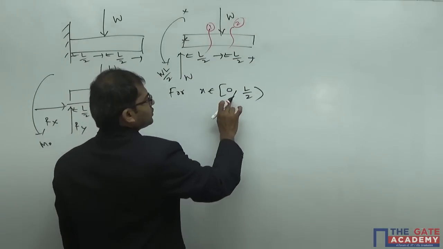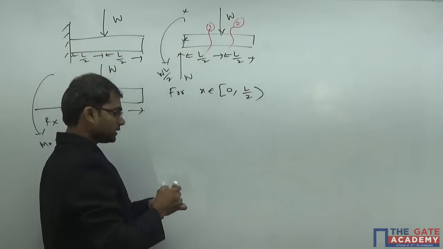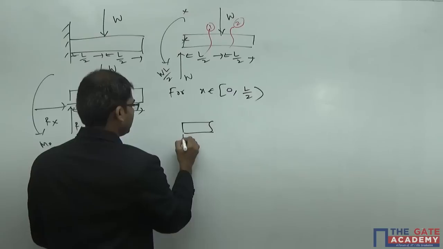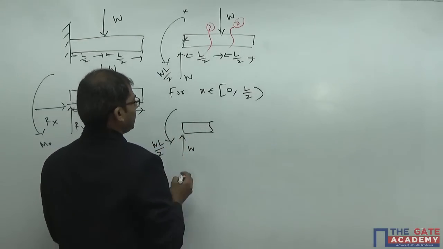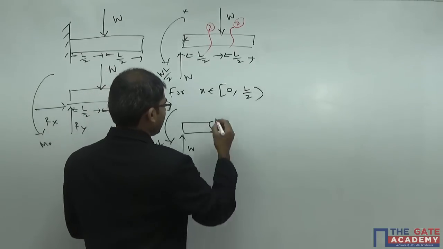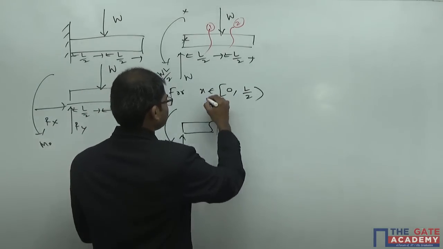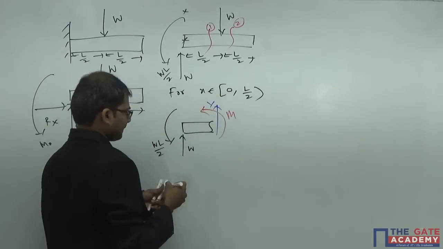So if you want from 0 to L by 2, you will take the left part of the first section, or the first cut. If you take the left part of the first cut here, you'll get like this. So here you have W, and here you have WL by 2, and here you are having shear force V upward, and bending moment M anti-clockwise. So this distance is X here.